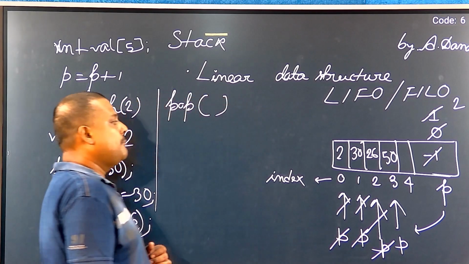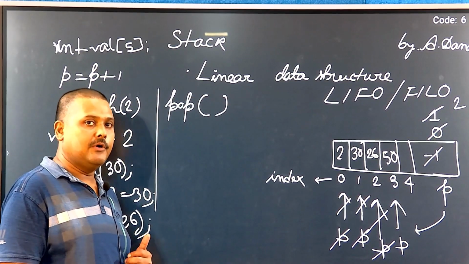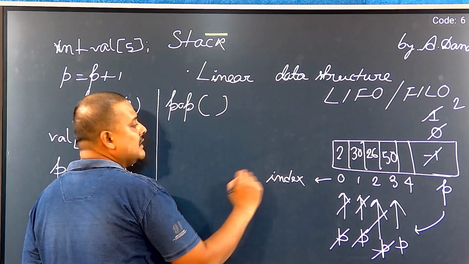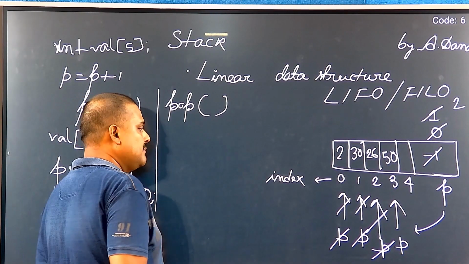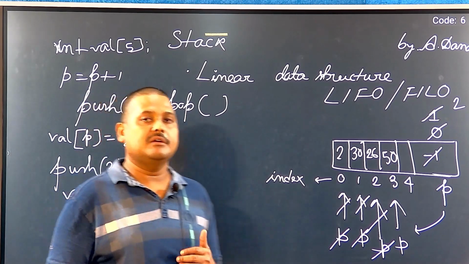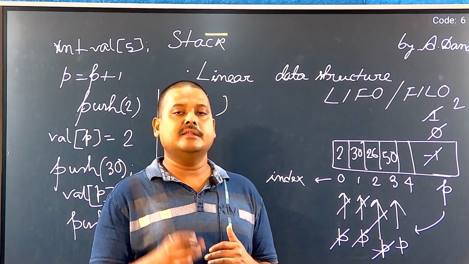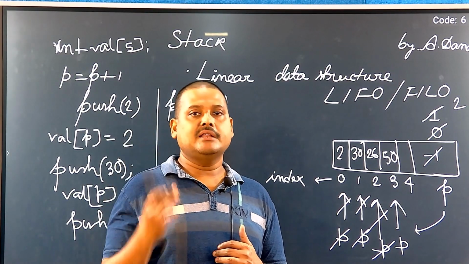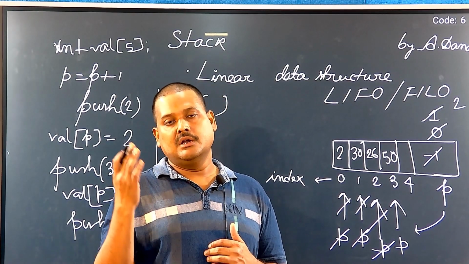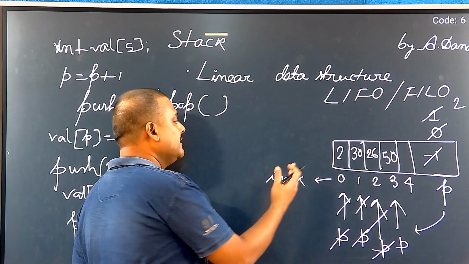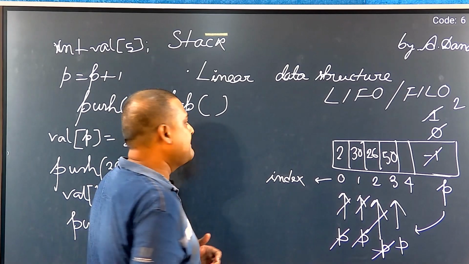Now, in case of pop, what will we do? We will decrement the index, because we all know that whenever we are trying to delete some element, the value is not actually deleted, only the reference is deleted or disconnected. The value is only deleted when the place is replaced by some other value.